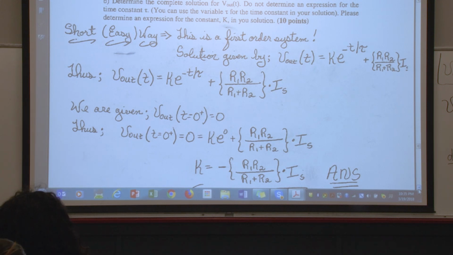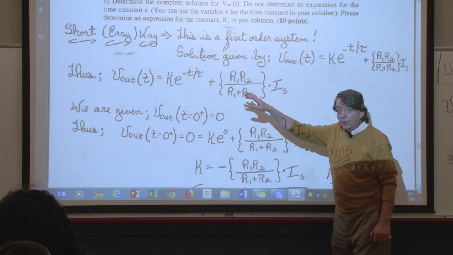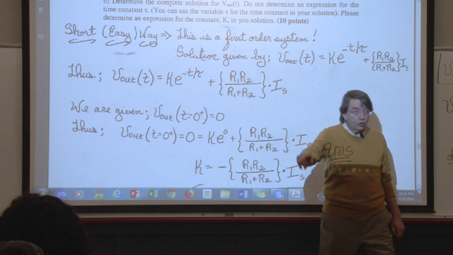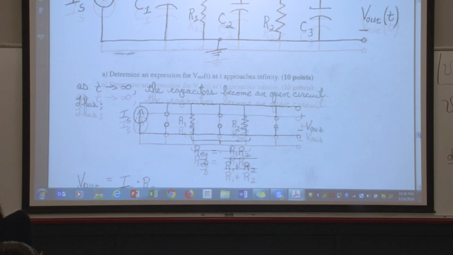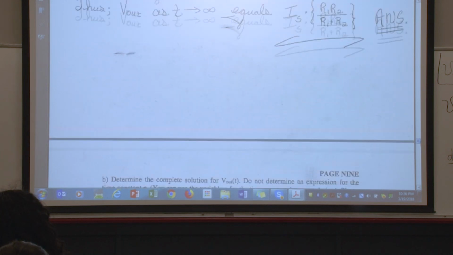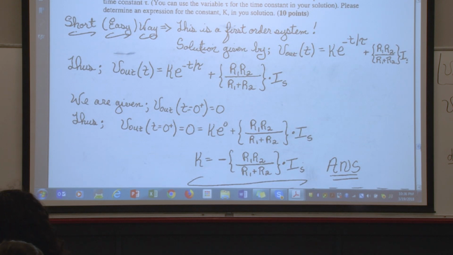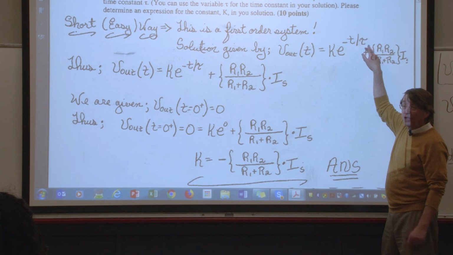So, my colleagues, here's the deal. This is a first order system. No, it can't be. I saw 2 capacitors. These capacitors can be combined, though. Or 3 capacitors. They can be combined. So this is a first order system. Now, what do I know about a first order system? V out is ke to the minus t over tau plus the right-hand side.